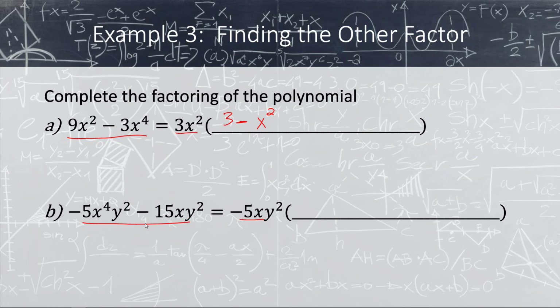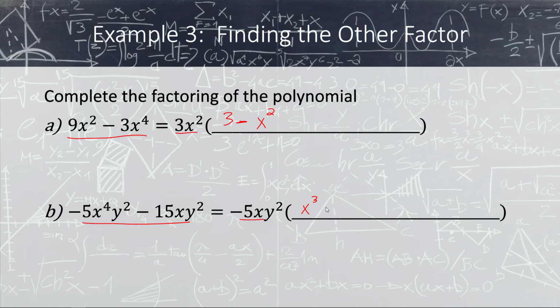Now for this one, we want to find the other factor of negative 5x to the 4th y squared. We already have a negative 5, we already have one x, we already have both y's, so we just need to get 3 more x's. So that would be x cubed.